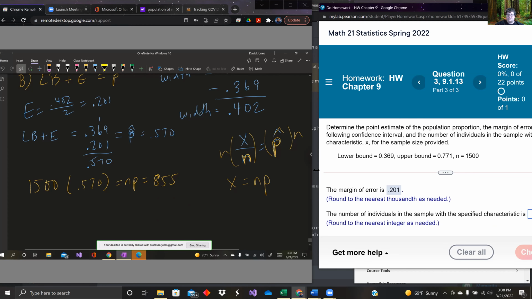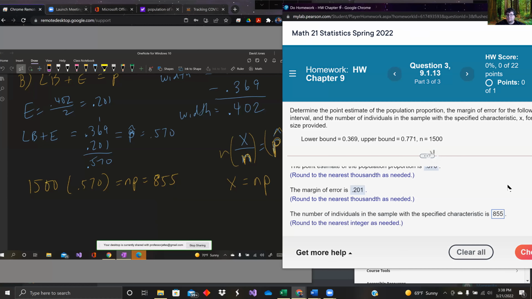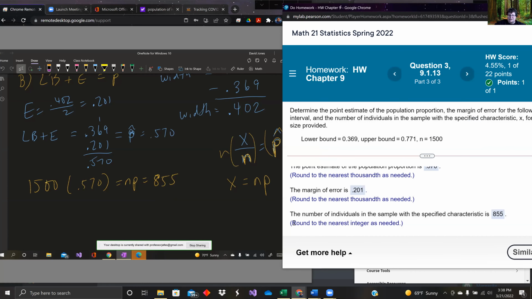I can't see it anymore. There we go. In fact, it tells you round to the nearest integer. See that? Round to the nearest integer.